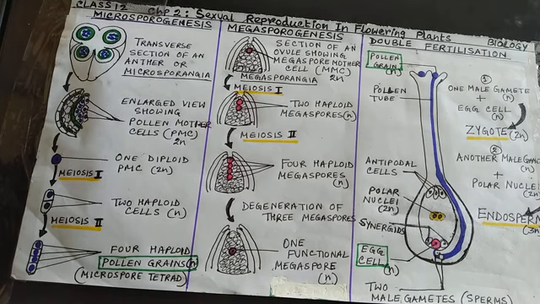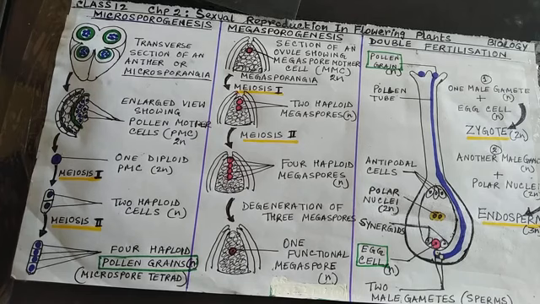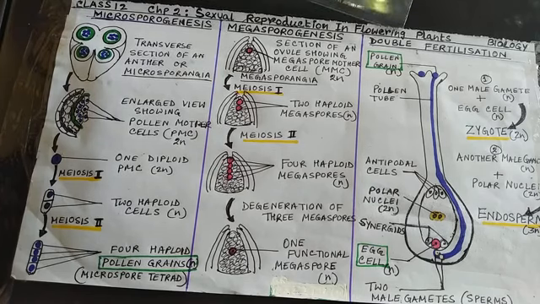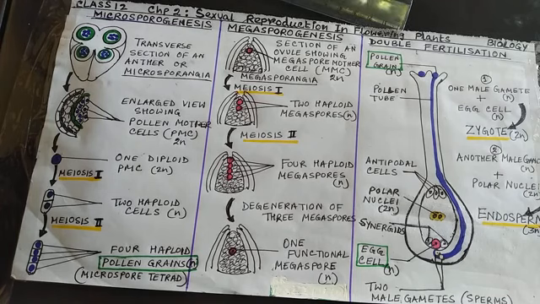Microsporogenesis is the process of formation of microspores or pollen grains. Megasporogenesis is the process of formation of the functional megaspore, and double fertilization involves 2 events of fusion between the male gamete with the egg cell and with the secondary nucleus.